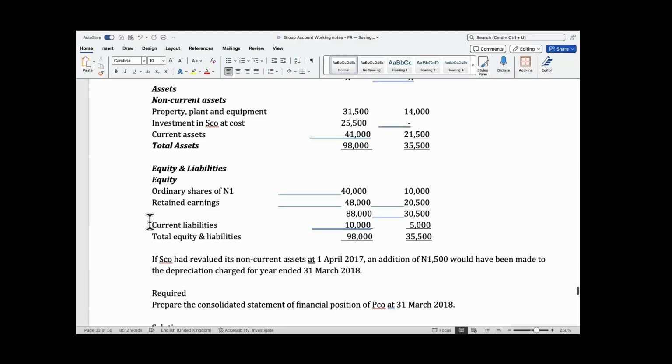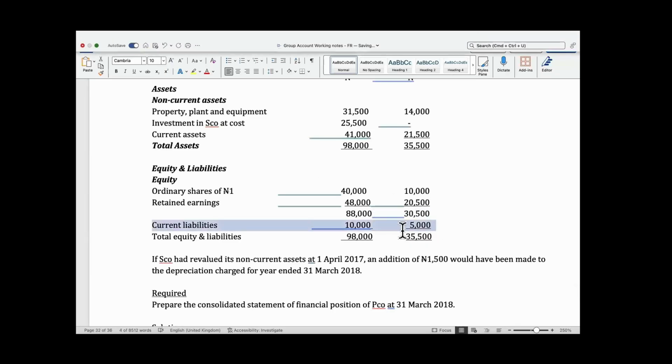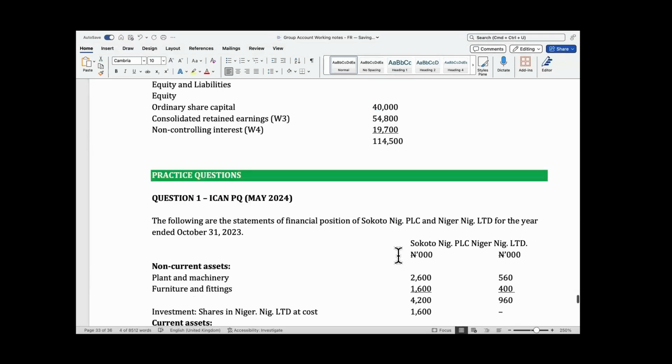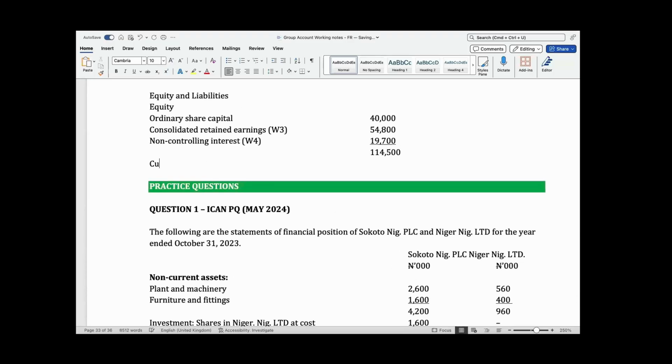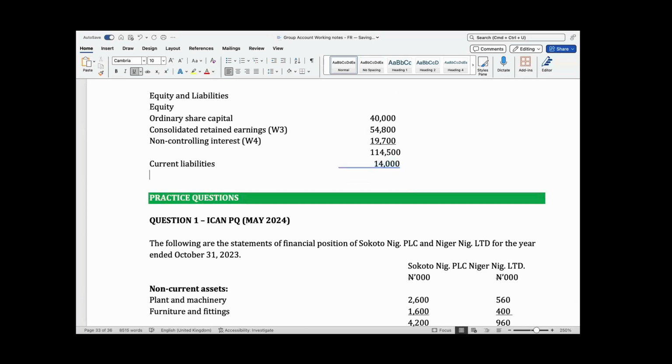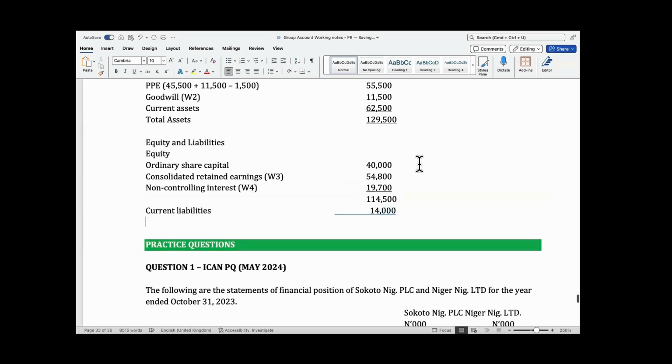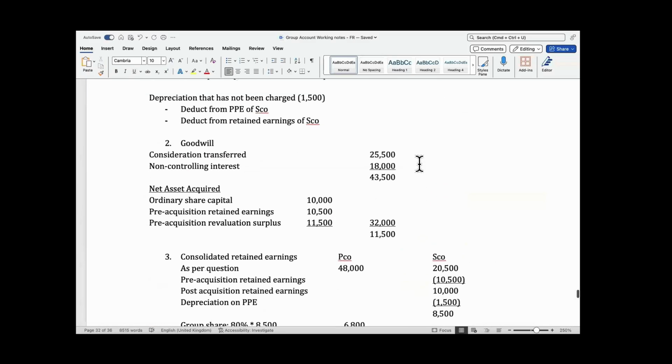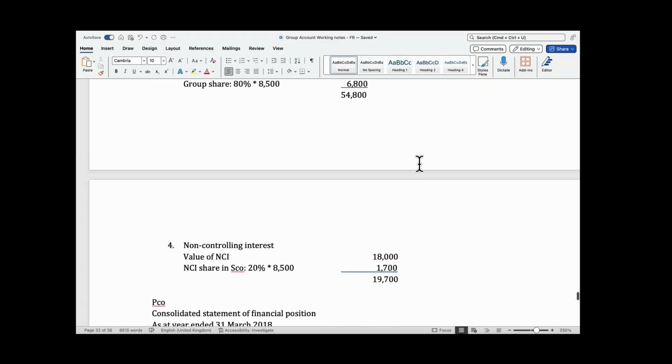Then current liabilities. Which is how much? 129,500. Current liability is 15,000, sir. You sure? Yes, sir. Okay.